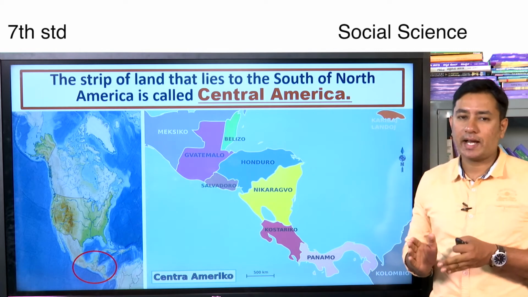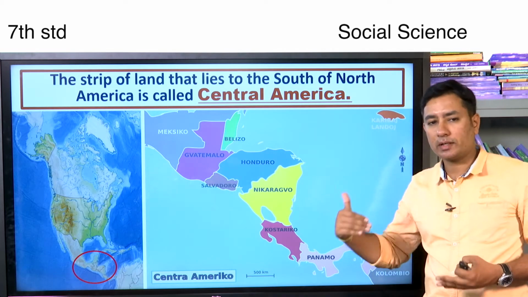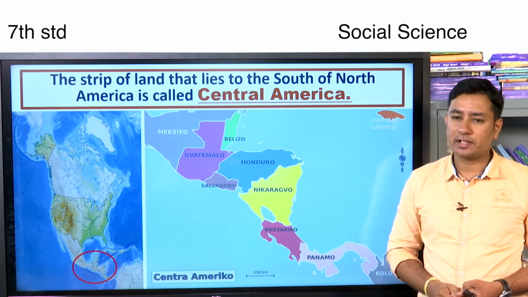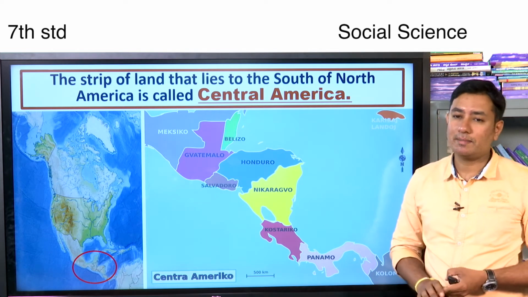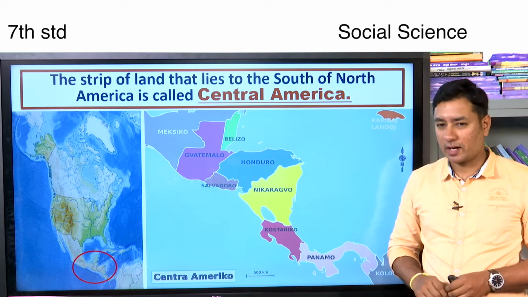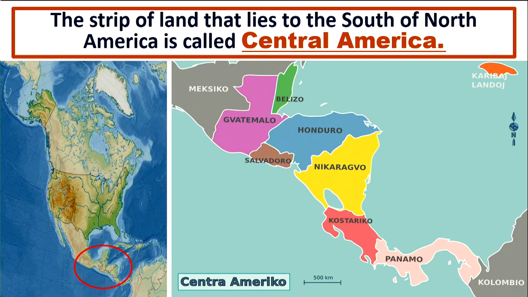A strip of land that lies in the south part of America is called Central America. In this Central America, we can see different countries. Which are those? Guatemala, Honduras, Nicaragua, Salvador, Panama and many others. All those nations we can see here.